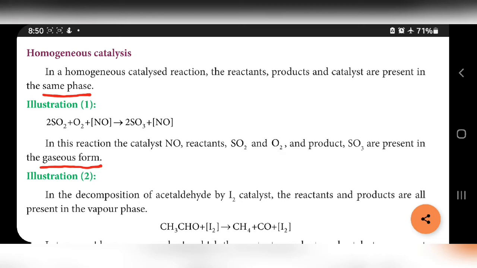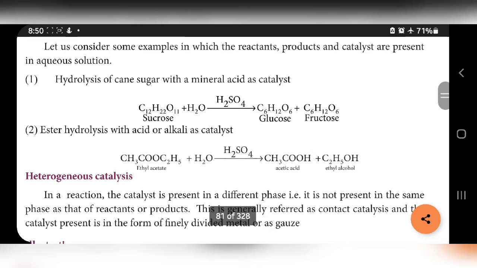See the next reaction, decomposition of acetaldehyde by iodine. Acetaldehyde means CH3CHO. Decomposition means what? Splitting. So acetaldehyde splits into methane and carbon monoxide. So decomposition takes place with an iodine catalyst. Here reactant and product are all present in the vapor phase. So this is also an example of homogeneous catalysis. Some more examples are also given: hydrolysis of cane sugar and ester hydrolysis with acids or alkali as a catalyst.